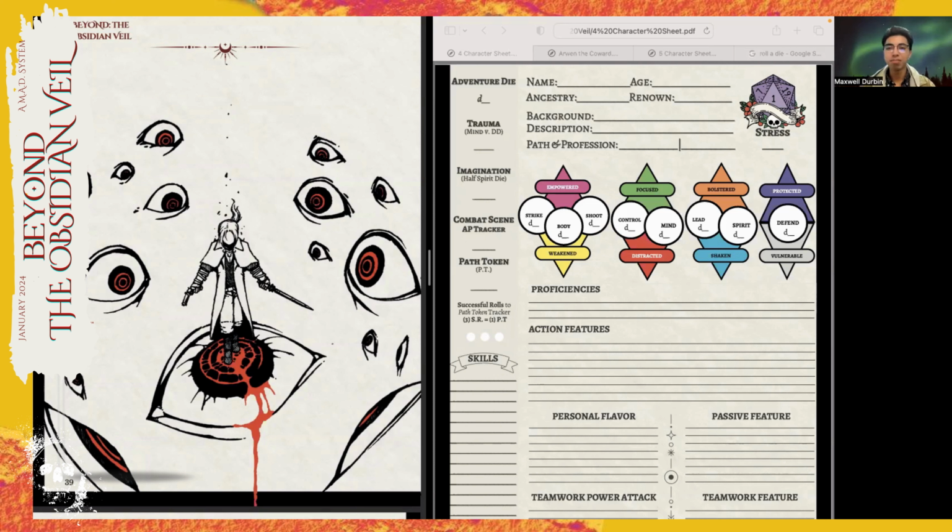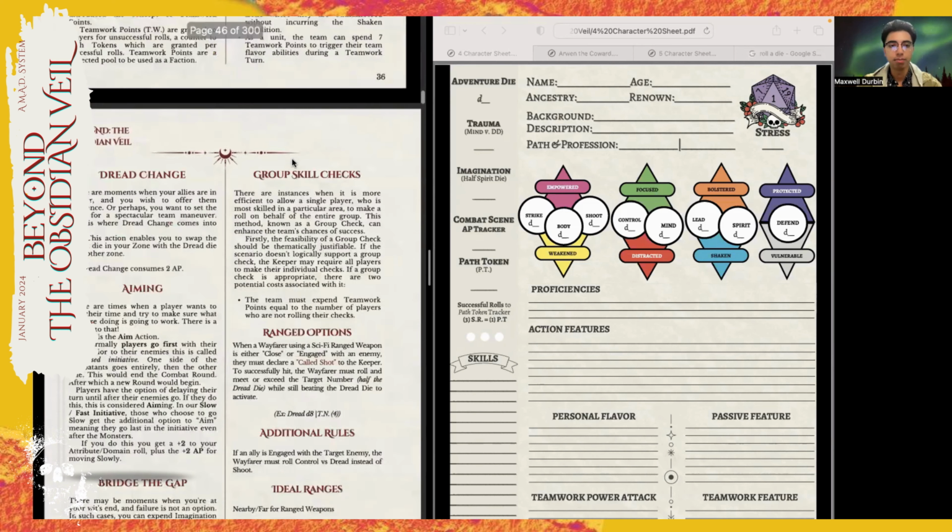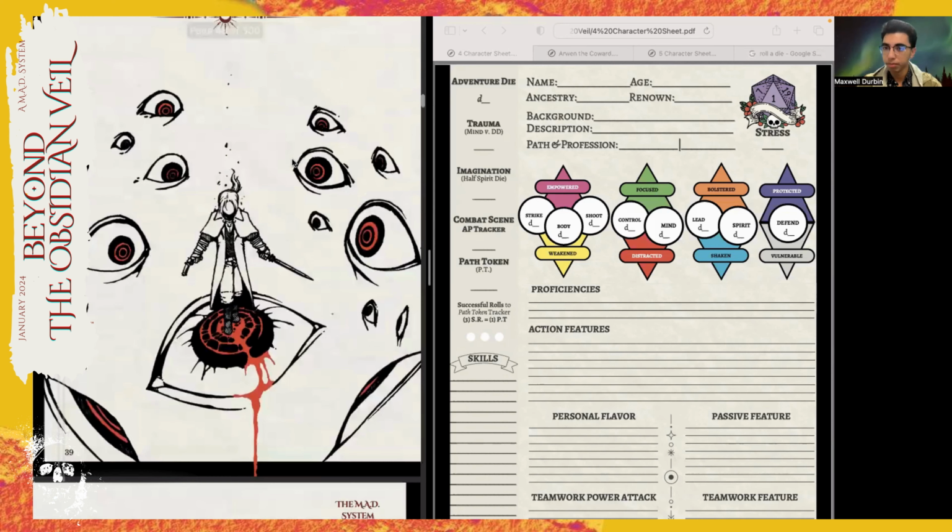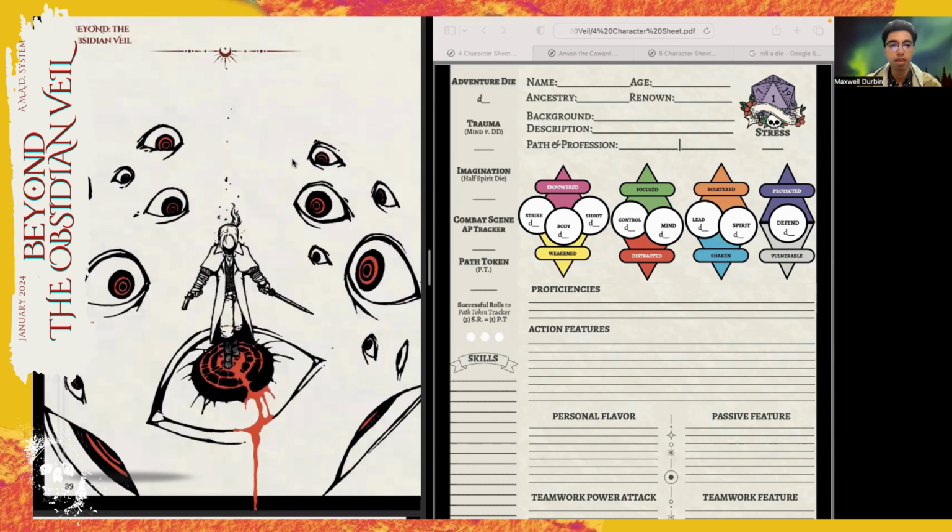5:50, matters not. Today we are talking about the Wayfarer's Guide. Now, the Wayfarer's Guide, you'll see to my right, this is the updated character sheet for Wayfarers. I'm going to be looking at chapter 3 of Beyond the Obsidian Veil.